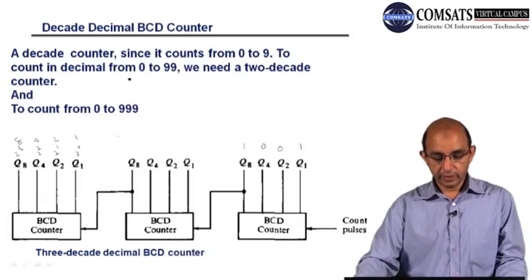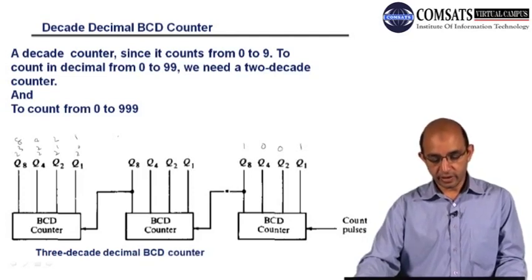If you want to count from 0 to 99, then we need 2 decade counters. This one is for 0 to 9, and this is again for 0 to 9. This is units and tens. And if you want to count from 0 to 999, with units, tens, and hundreds, then we need this sort of configuration.